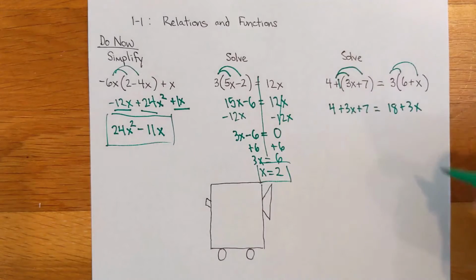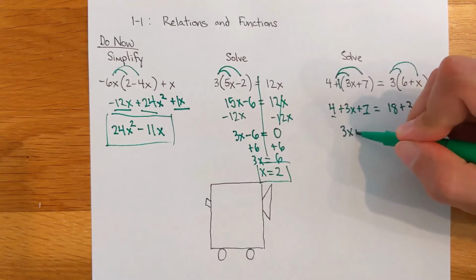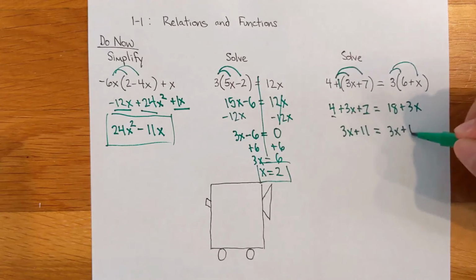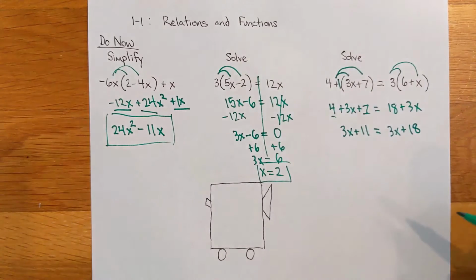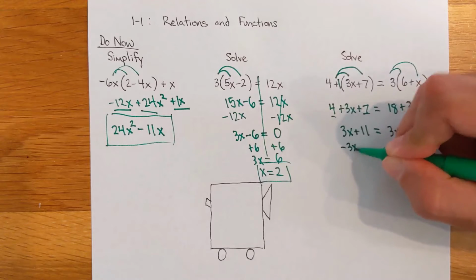So my job now is to solve. I'm going to start by combining like terms on the same side. I can put the 4 and the 7 together. And then there's really nothing I can do on the right side, but I'm at least going to reorder it, not that I have to, so x goes first. My next step is to get the x's over to one side.